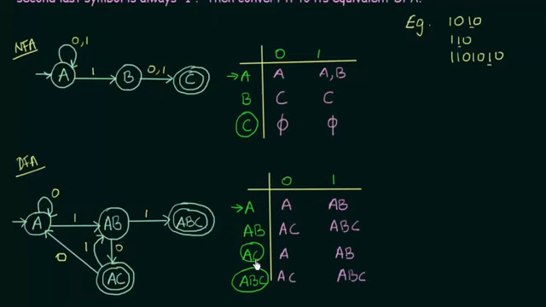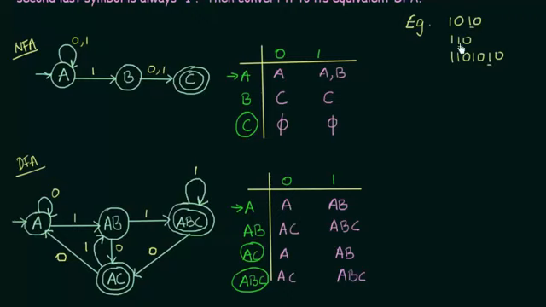Now we have finished AC. Now let's come to state ABC. ABC on getting input 0 goes to AC. And on getting input 1, where does it go? It goes to ABC itself. So ABC stays in ABC on getting input 1. Okay, so now we have finished the transition diagram for the DFA. So we have designed the DFA successfully.